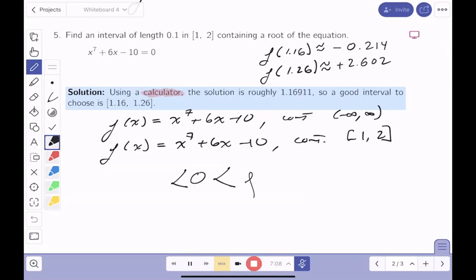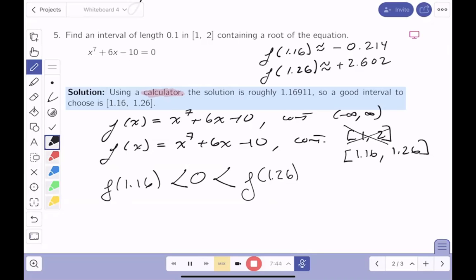I know f of 1.26 is above the 0, and I know f of 1.16 is below. So what do I now know? I know I have an interval. I'm going to refine this, by the way. And let me just go over here and do that for you. I'm going to cross this out. My interval now is this: 1.16, comma, 1.26. What's the length of that interval? It's 0.1, right? It's 0.1 units long.